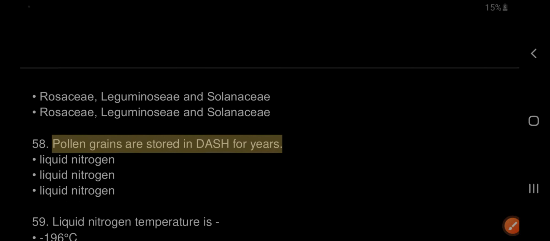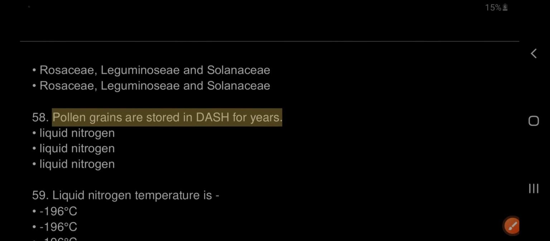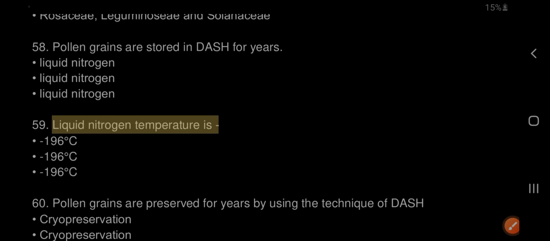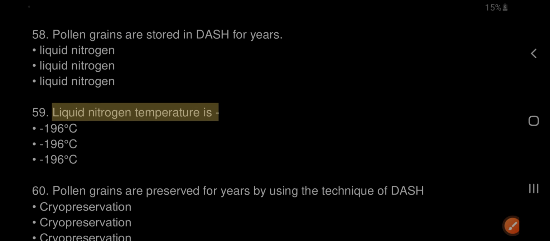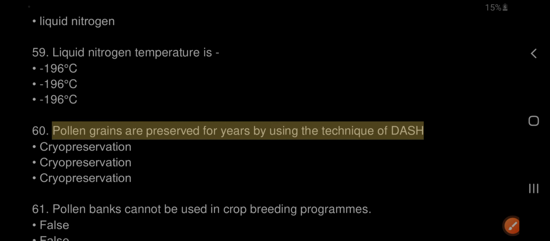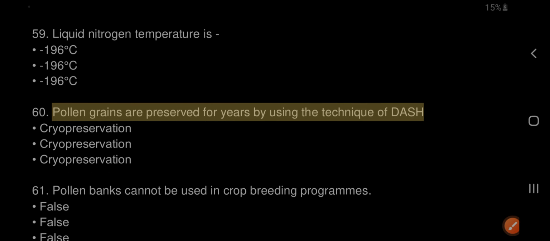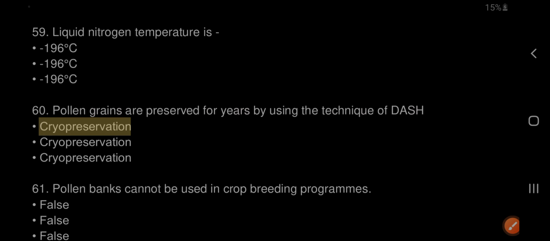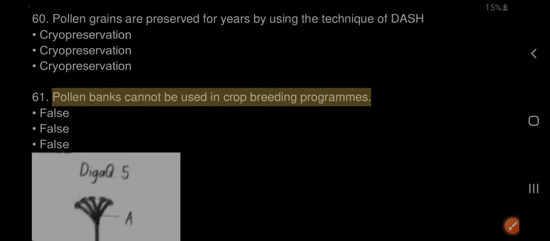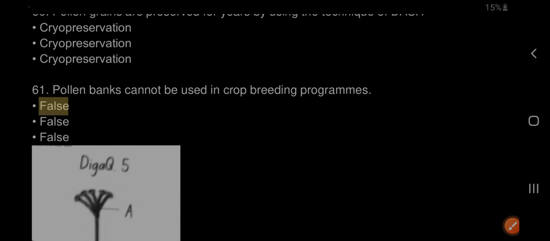58. Pollen grains are stored in dash for years. Liquid nitrogen. 59. Liquid nitrogen temperature is minus 196 degrees Celsius. 60. Pollen grains are preserved for years by using the technique of dash. Cryopreservation. 61. Pollen banks cannot be used in crop breeding programs. False.